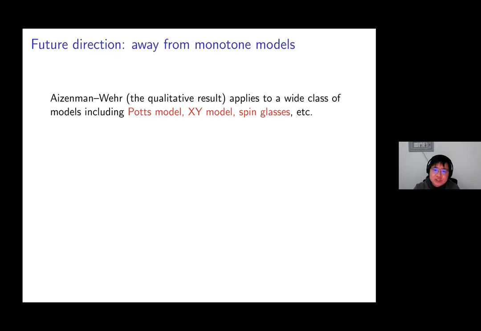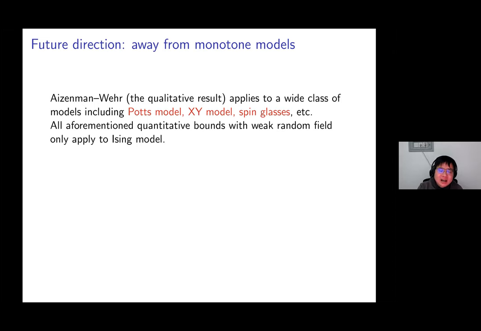There are some future directions. I guess one natural direction is, so for the results I explained, especially in two dimensions, for the decay of the boundary influence, the Aizenman-Wehr result is a qualitative result, it applies to a wide class of models, including Potts, XY, and spin glasses, but all the other results that are quantitative only apply to Ising models, because it used the monotonicity of Ising.